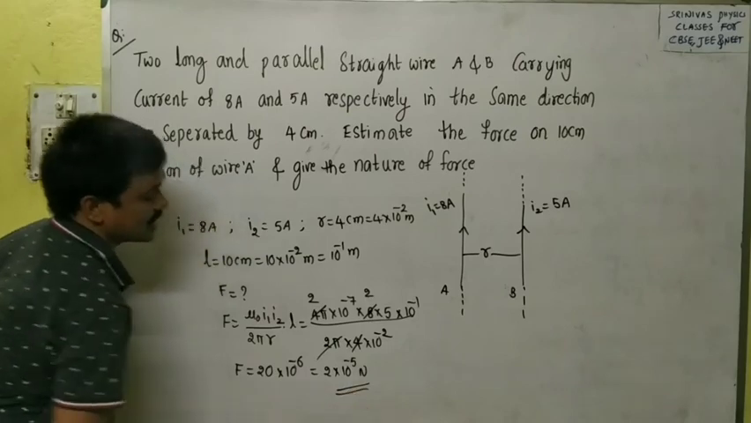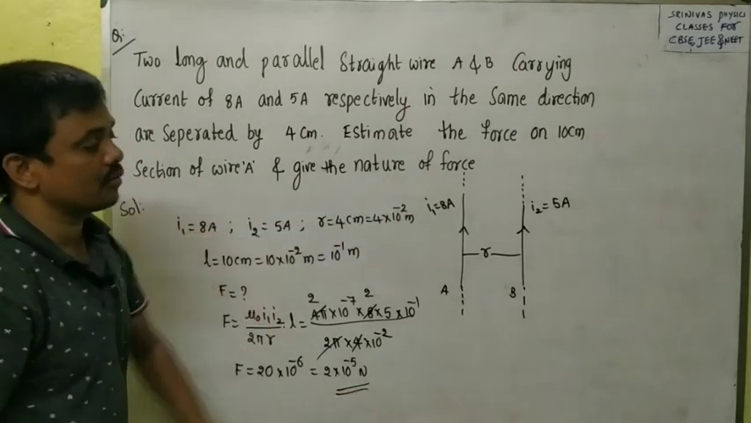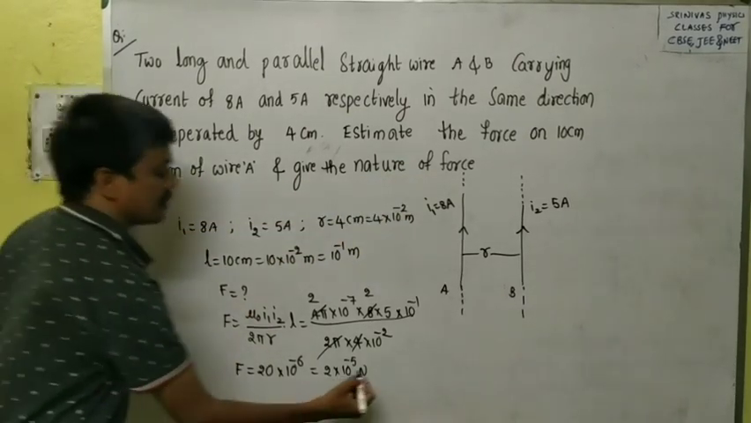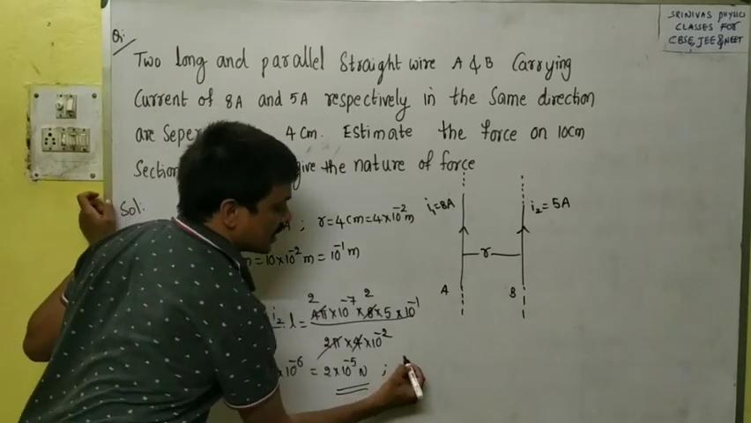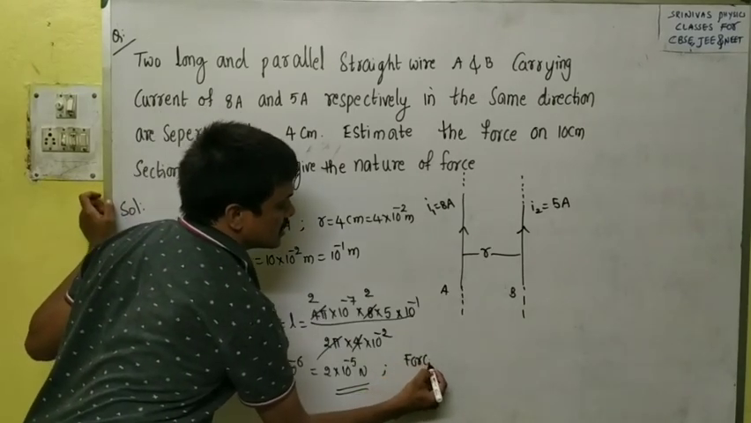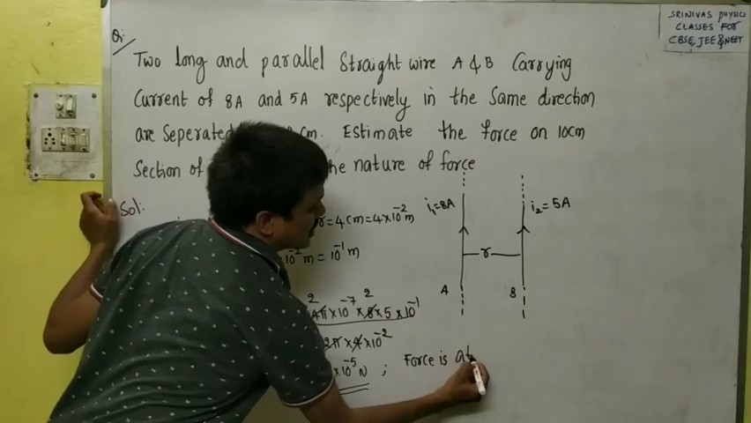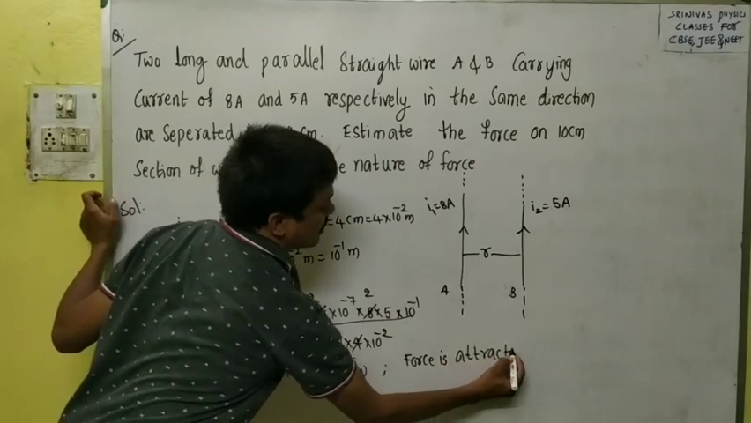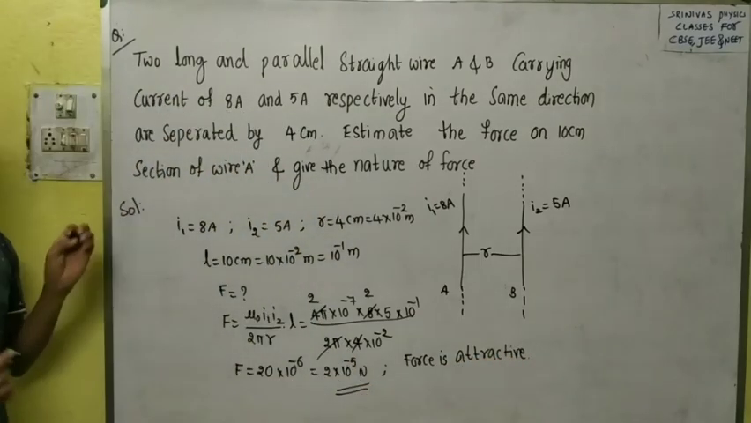This much force acts. They are also asking the nature of the force, whether it is attractive or repulsive. Current is in the same direction, meaning attractive. Force is attractive in nature. Current in the same direction means attractive. Current in opposite directions means repulsive.